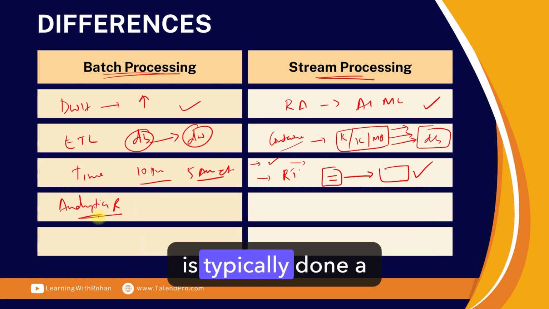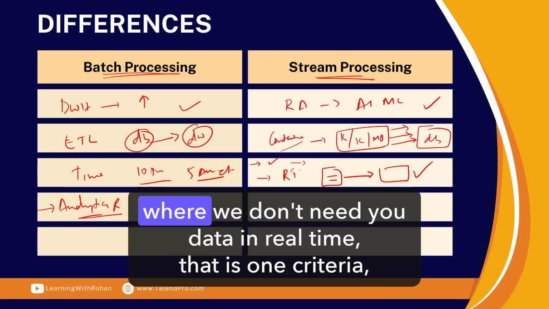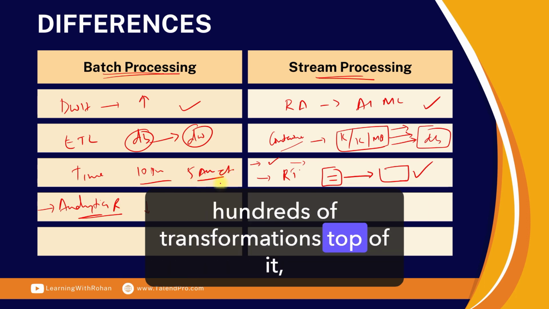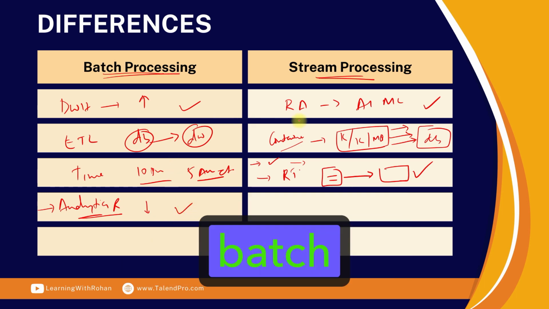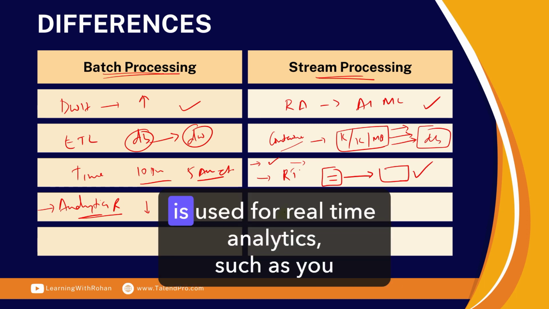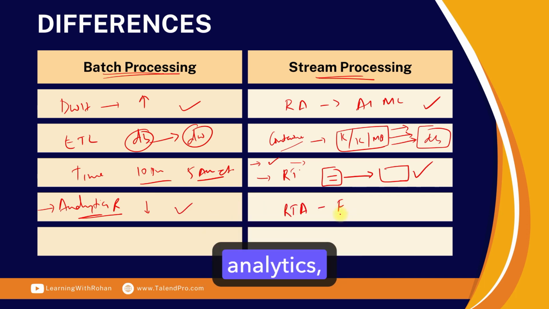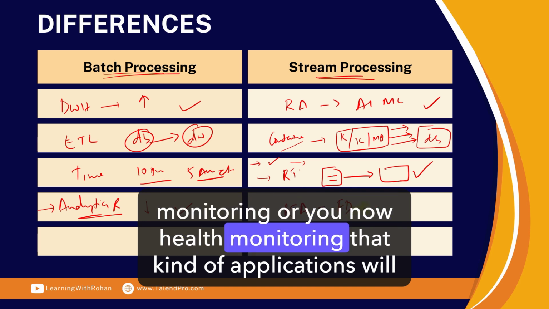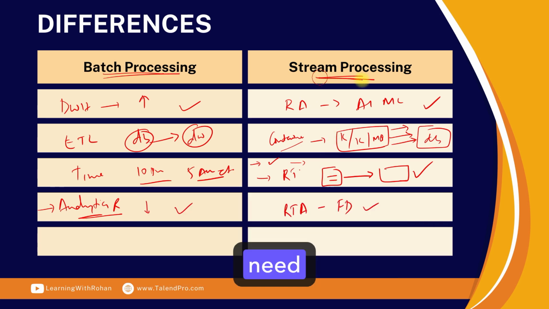So batch processing is typically done for analytical reporting where we don't need data in real time. That is one criterion, and the other criterion is when the data set is very large and we are doing hundreds of transformations on top of it. So that's the typical use case for batch processing. Whereas stream processing is used for real-time analytics, such as fraud analytics, fraud detection, fraud monitoring, or health monitoring. That kind of application will need stream processing.